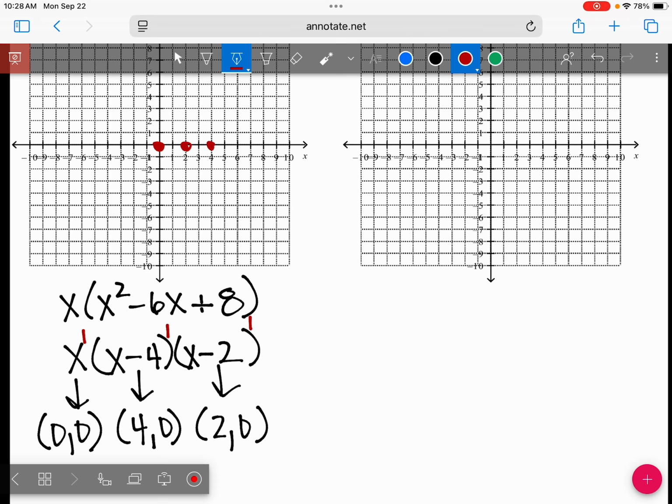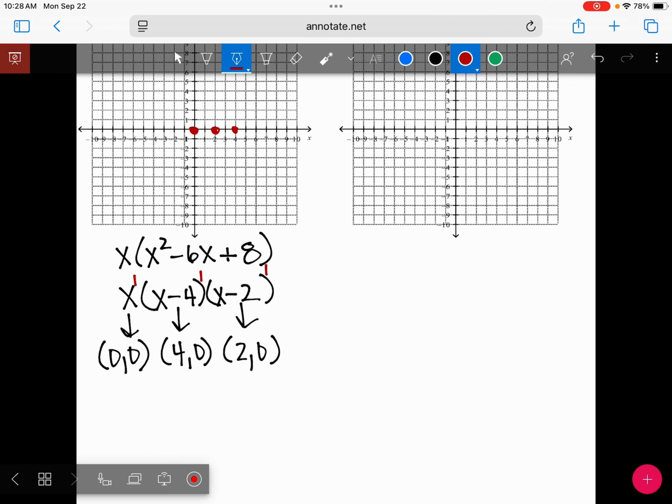So I have two midpoints that I need to check. I'm going to start off with what's in the middle of 0 and 2. That would be 1. So let's find f of 1. And then what is in the middle of 2 and 4? That would be 3. All right, go ahead and pause the video while you find those two numbers, and then you can see if you agree with me.